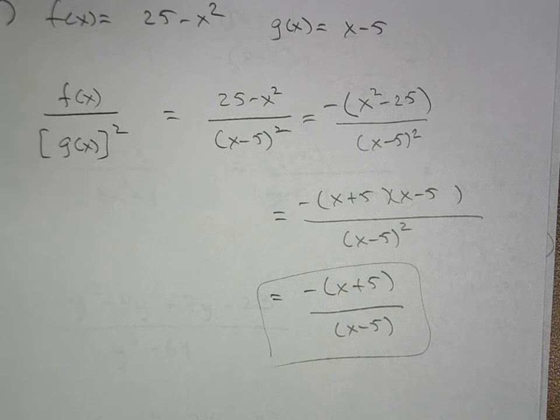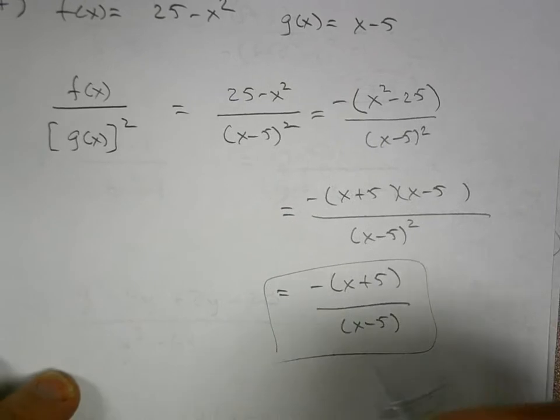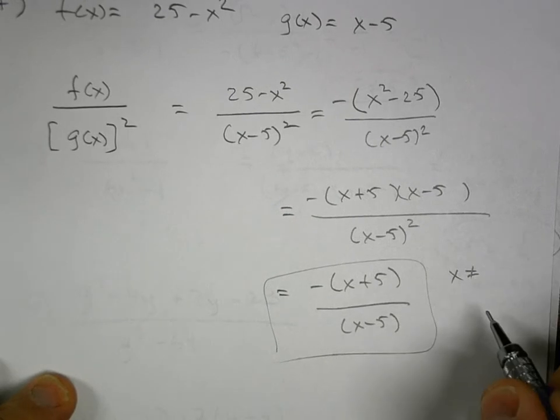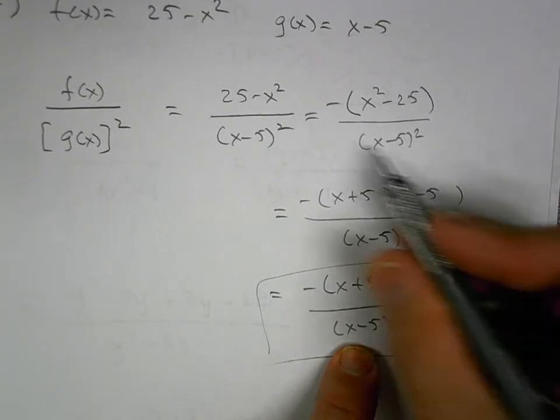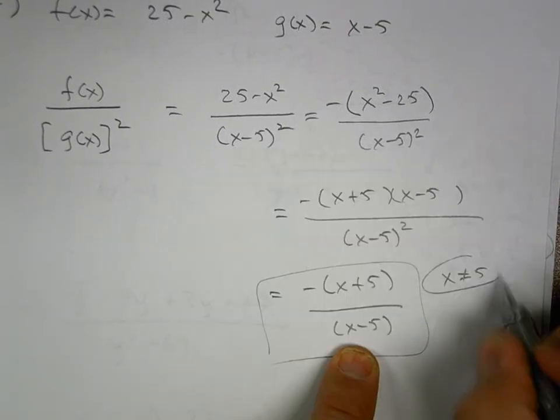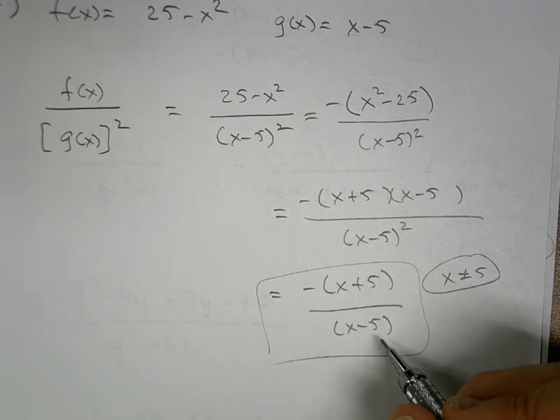Is that all we could do on this one? No. Restriction. Oh yeah, restriction. So x cannot equal, can't equal what? 5. There. Okay. X can't equal 5, just off the bottom. We just want to make sure the denominator is not 0. You can have 0 on the top, so we don't worry about the top.